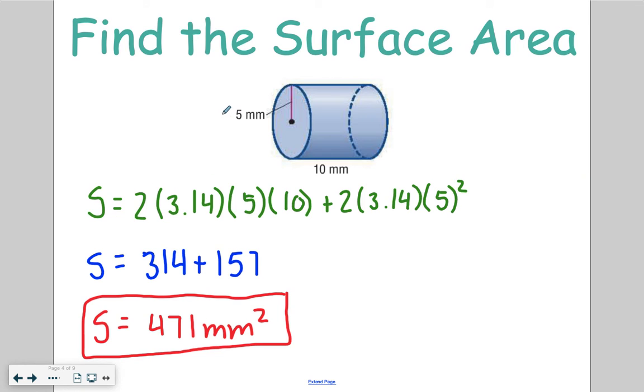In this case, we have our radius as 5, and that height, the distance between the circles, as 10. So we've got our values here. We get 314 plus 157, which gives us 471 millimeters squared.